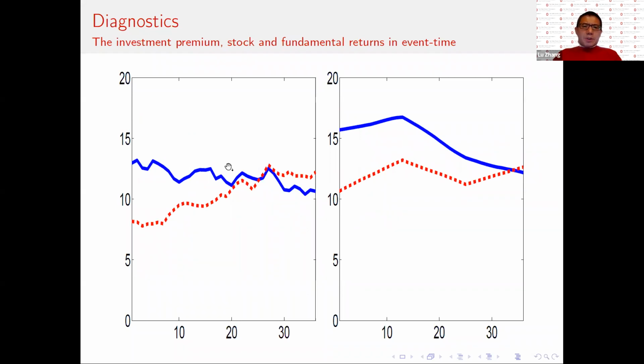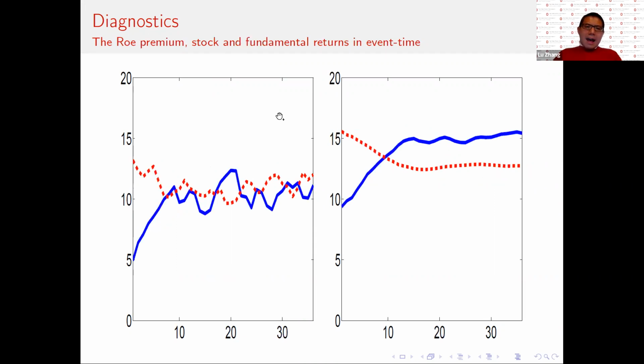So investment premium is a bit like value premium, more longer lived, right? In the data, it flips within 30 months. In the model, the model-implied fundamental return flips at a little bit longer time, but it flips. So ROE premium is quite a bit like momentum. Within 12 months, it flips. In the data, and in the model-implied fundamental return premium for ROE premium, it flips as well, within 12 months.